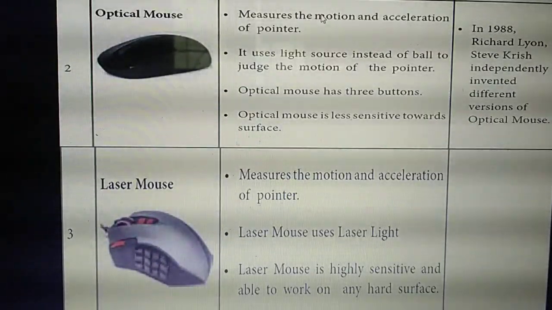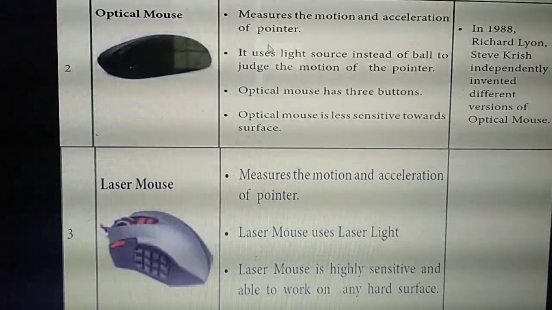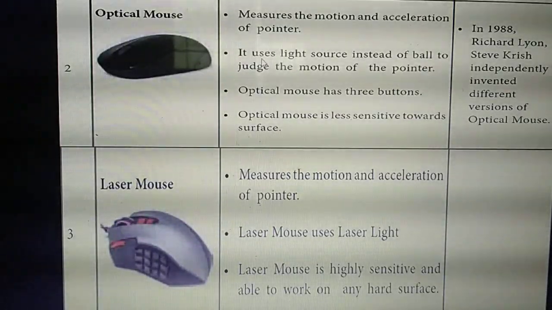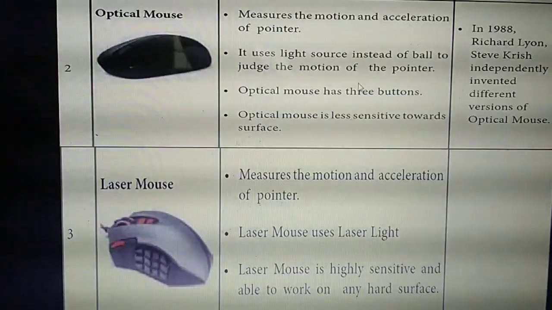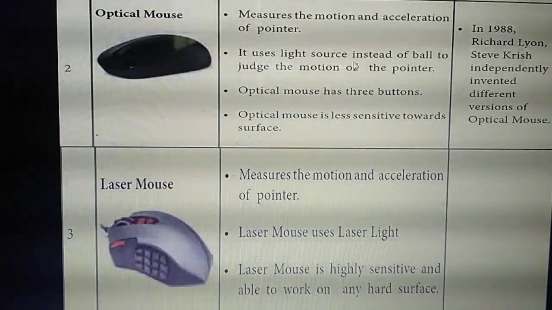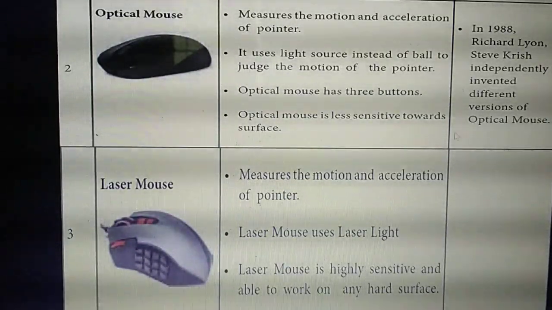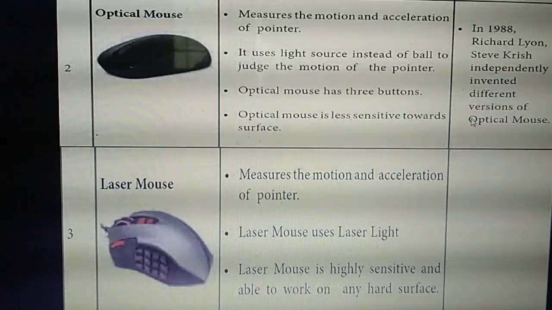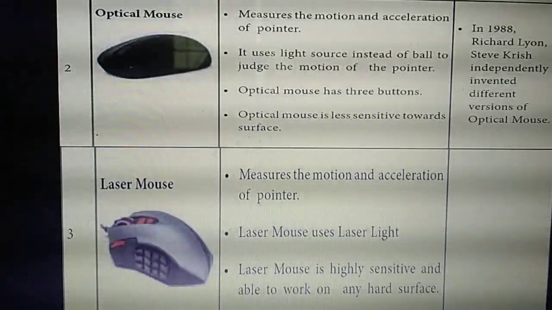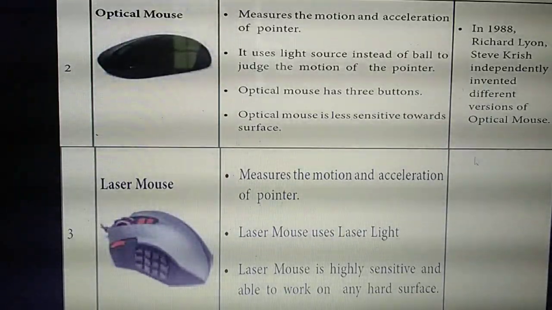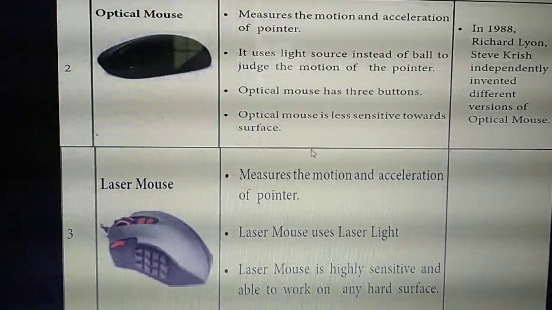So optical mouse 3 points. Measures the motion and acceleration of pointer. Then it uses light source instead of ball to judge the motion of the pointer. Is it visible for you? This one no need. Okay. That column no need. This column no need. Only these two columns enough. This column no need. This one no need. Okay. These two columns enough.